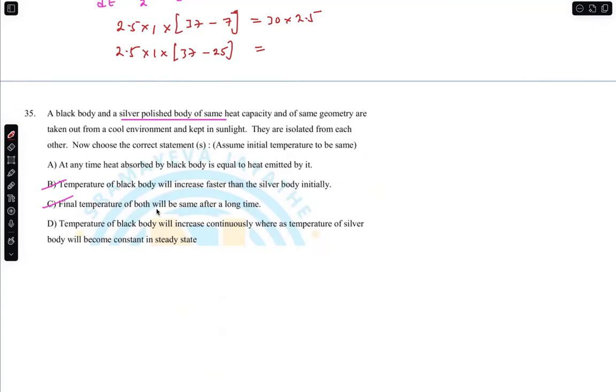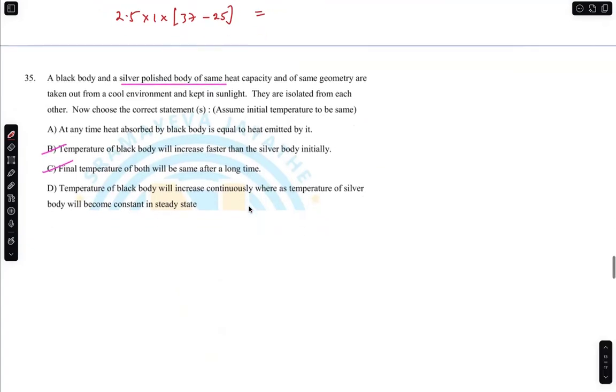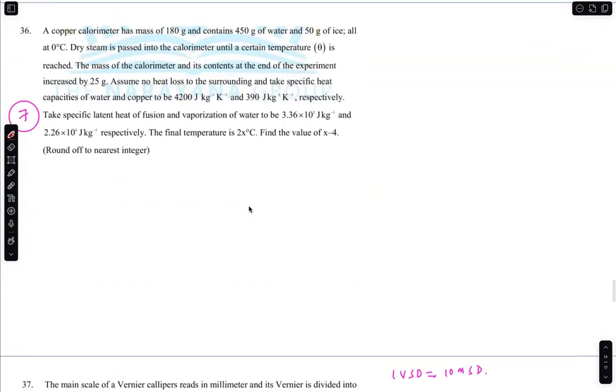The final temperature of both will be the same after a long time, right? Because after a long time, both should maintain equilibrium with the surrounding temperature, the ambient temperature. Maybe the black body reaches the ambient temperature quickly. The silver surface will slowly reach the ambient temperature. That's all. I taught this question in the class. Similar model. Right. 35 is a clean hit, easy question.